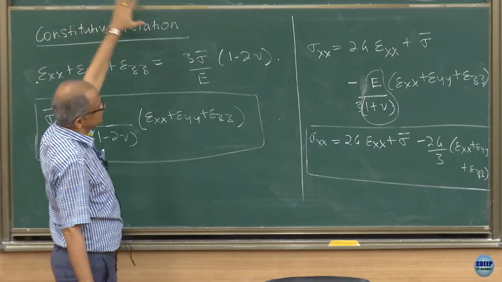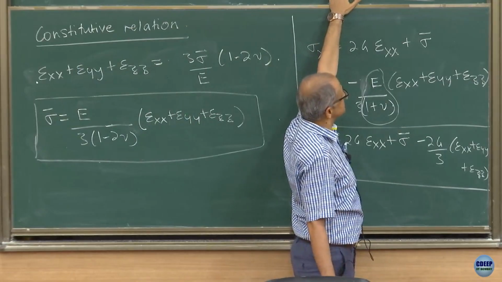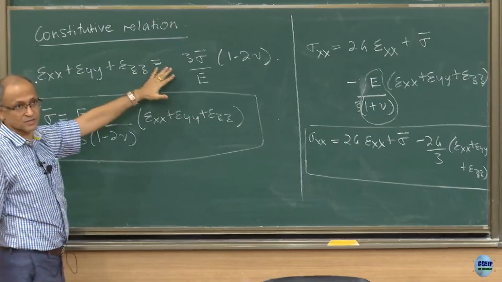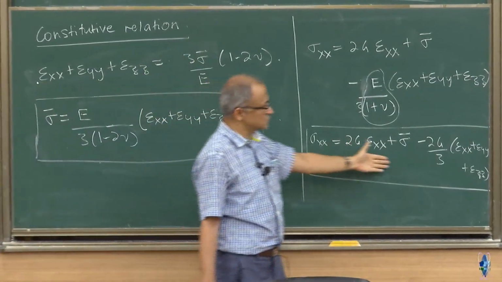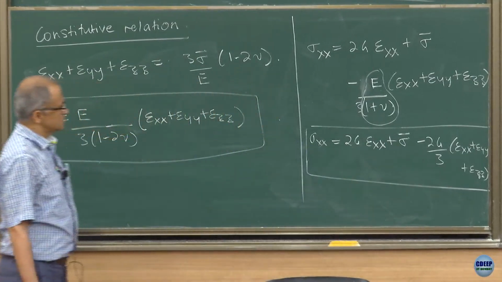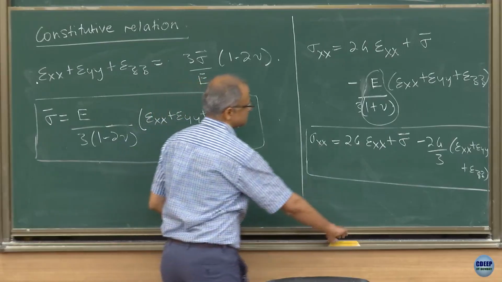Then you do a series of manipulations. This is what you get for sigma xx, and we also get, if I add up these three equations, this other equation, and we use these two relationships to get to this point here. Now what we are going to say is, what is my epsilon xx?